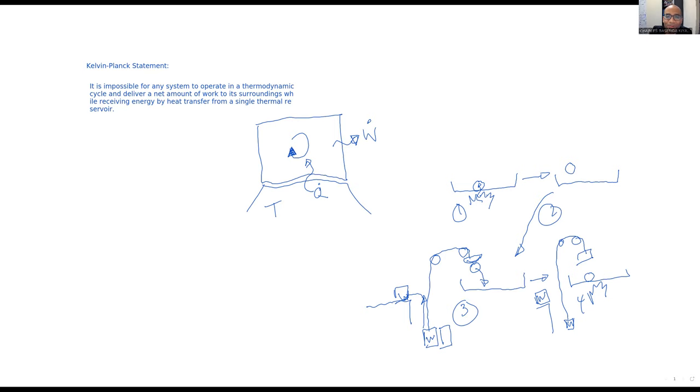Okay. So this appears to be violating the second law, but it is not. And that's because of what's happening. So here there's two things. It is impossible for any system to operate... Here, I'm going to switch color. I'm going to put this in orange. In a thermodynamic cycle, this is very important. A cycle has to be able to operate continuously.